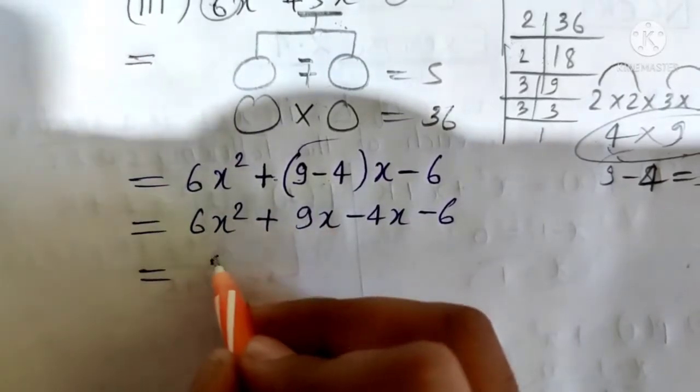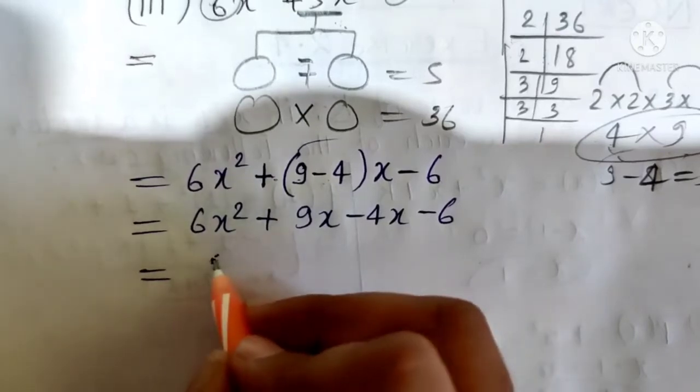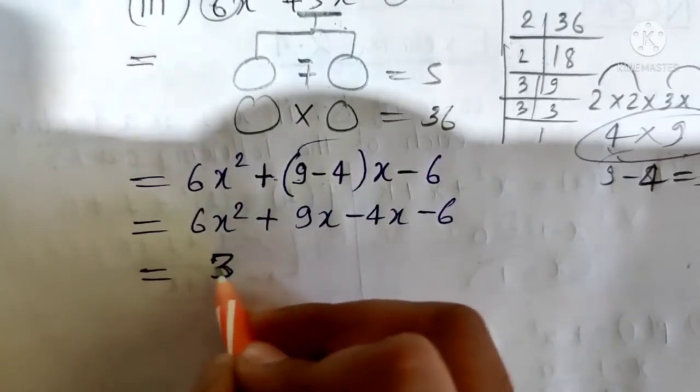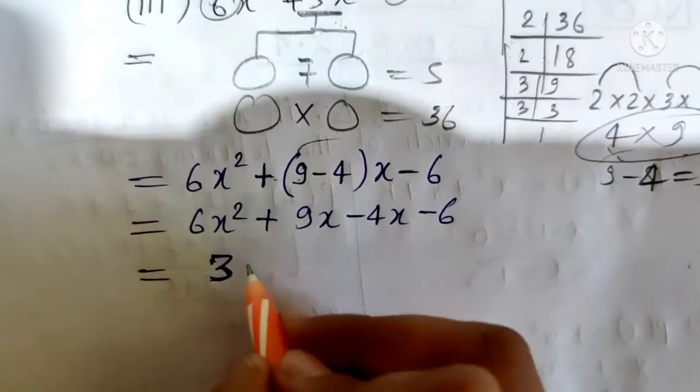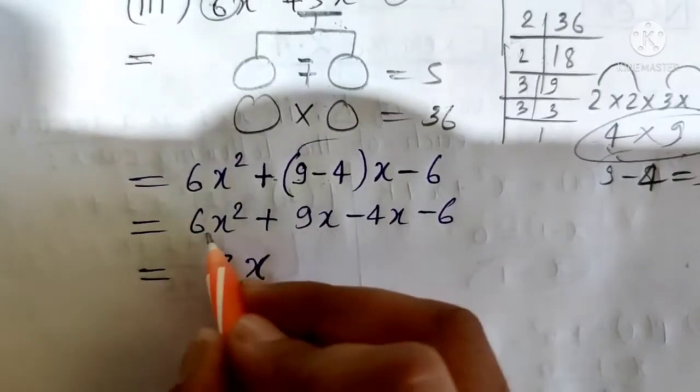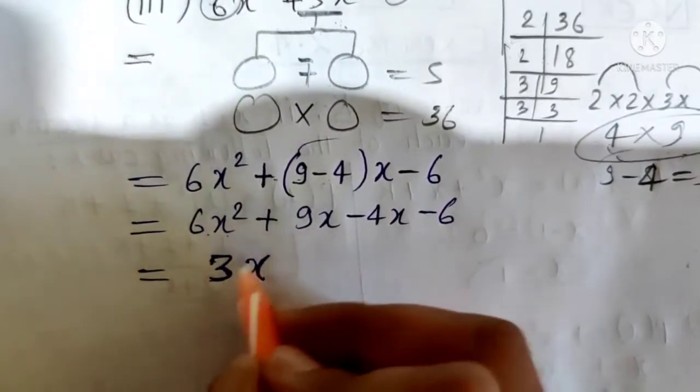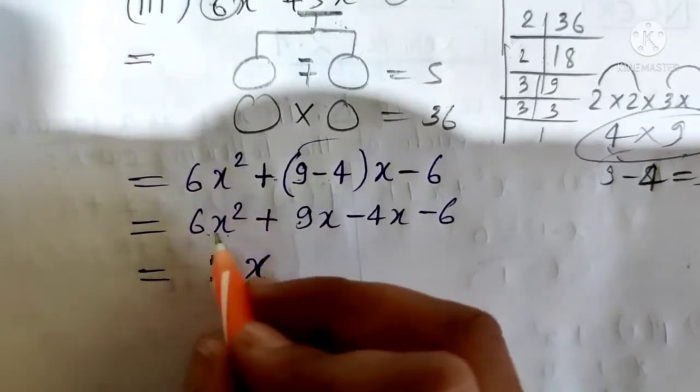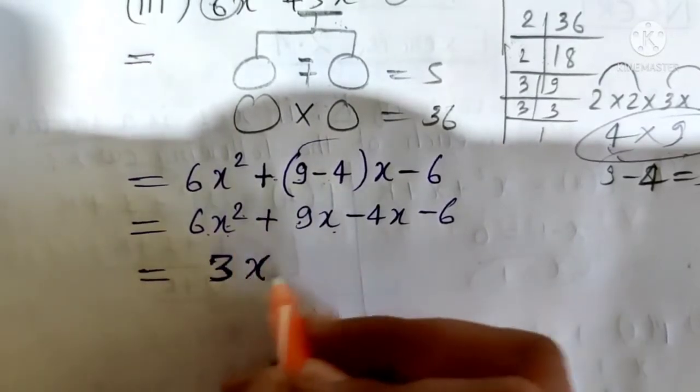Let's try. We are taking common 6 and 9. We are taking common 3, because in the 3 table both are coming. So 3x I am taking common from 6x square and 9x, because in the 3 table 9 also comes, 6 also comes, and x square and x, what is common? x is common.